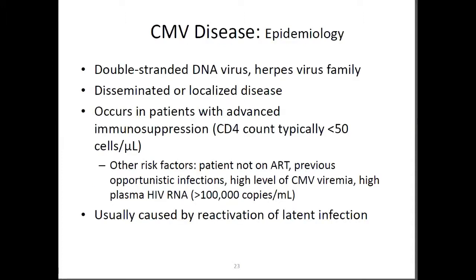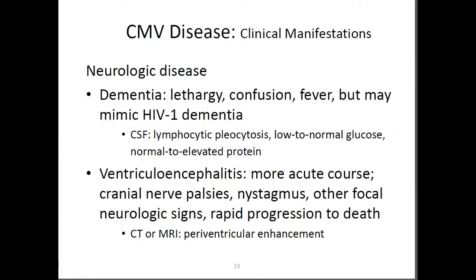The cytomegalovirus disease, as you know, is from the herpes virus family, a double-stranded DNA virus. It can be disseminated or localized disease. It occurs in patients with advanced immunosuppression with CD4 count less than 50 cells per microliter. Risk factors include starting on ART, previous opportunistic infections, high-level CMV viremia, or patients with a very high HIV viral load. Same with other infectious etiologies, it is usually caused by reactivation of the latent infection.